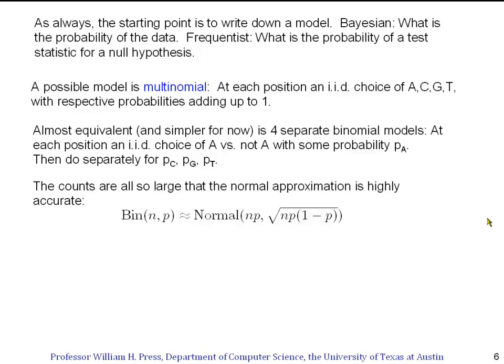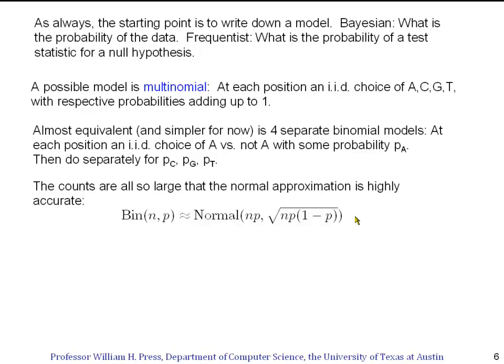Now the model is binomial, but the counts are all so large here that we can approximate the binomial by a normal distribution. So the way that works is that a binomial distribution of making n draws of something, each with probability p, is almost the same distribution for the number of draws that turn out positive as the normal distribution with mean n times p, and with standard deviation what's given by this term over here. Where did this come from?